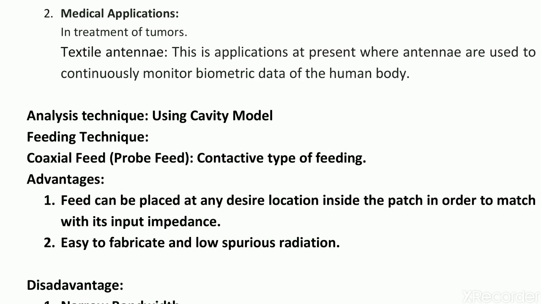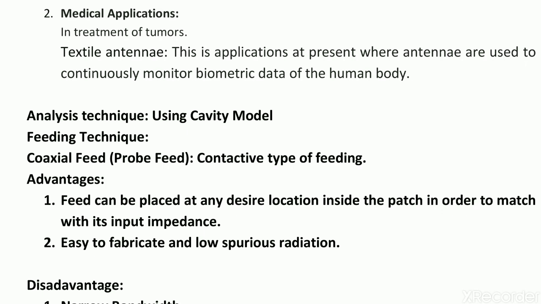So there are some advantages of this coaxial feed or probe feed, which is the contacting type of feeding. The first advantage is that the feed can be placed at any desired location inside the patch in order to match its input impedance. And the second is that it is easy to fabricate and has low spurious radiation. So these are the basic advantages of this type of feeding.